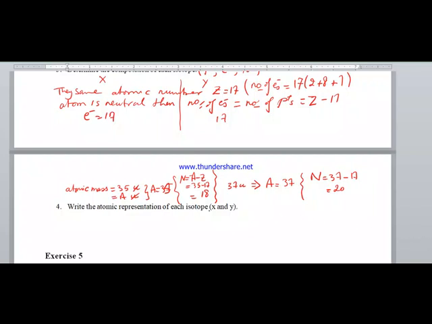Write the atomic representation of each of the isotopes X and Y. Since X and Y are isotopes of chlorine, both of them have the chemical symbol Cl. So Cl and Cl. Both of them have the same atomic number 17. The first one has a mass number 35 and the other has a mass number 37.